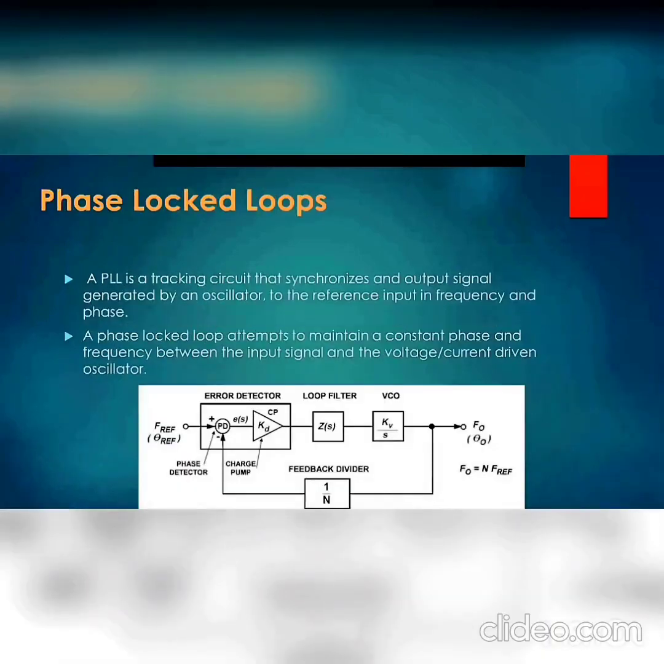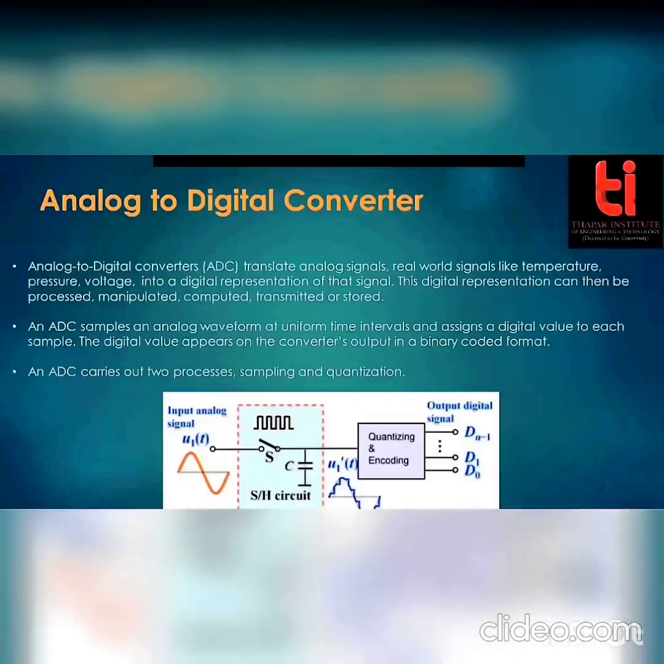So what are phase lock loops? A PLL, a phase lock loop, is a tracking circuit that synchronizes an output signal generated by an oscillator. A phase lock loop attempts to maintain a constant phase and frequency between the input signal and the voltage controlled oscillator. This is a circuit diagram of a phase lock loop.